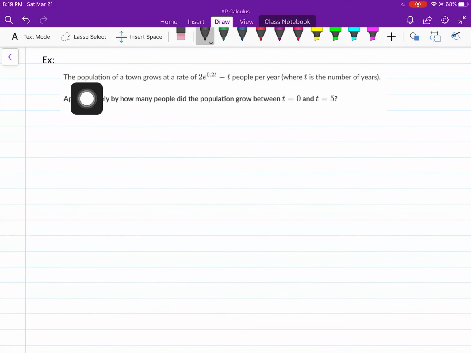All right, very similar problem. We just got exponentials this time. So the population of a town grows at the rate 2e^(0.2t) minus t people per year. Approximately by how many people did the population grow between t equals 0 and t equals 5?